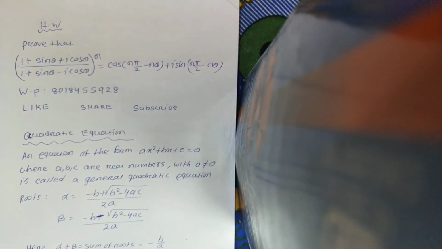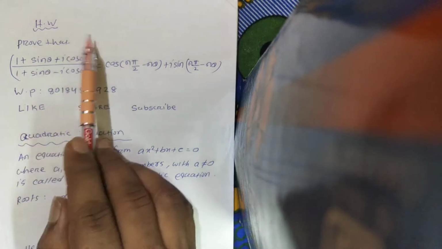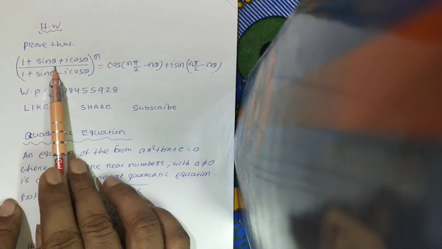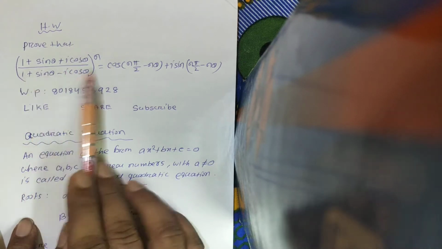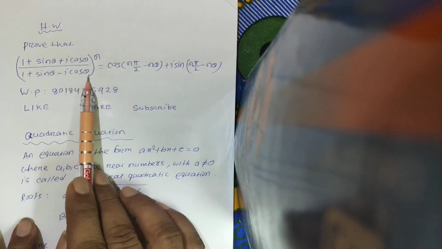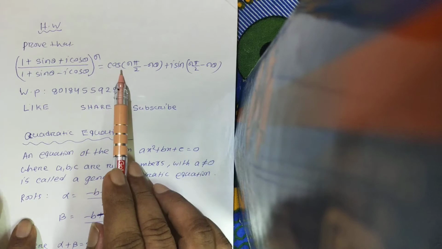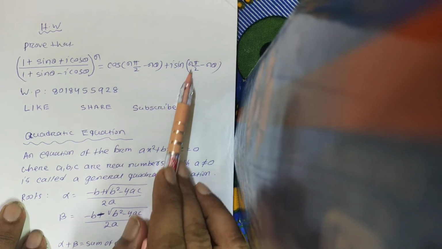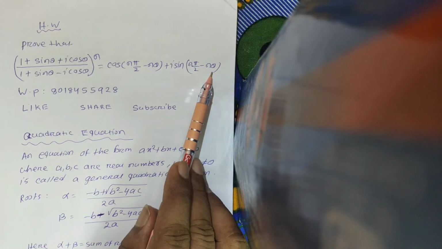Now I am giving one homework to you. Prove that ((1 + sin θ + i cos θ) / (1 + sin θ - i cos θ))^n is equal to cos(nπ/2 - nθ) + i sin(nπ/2 - nθ).